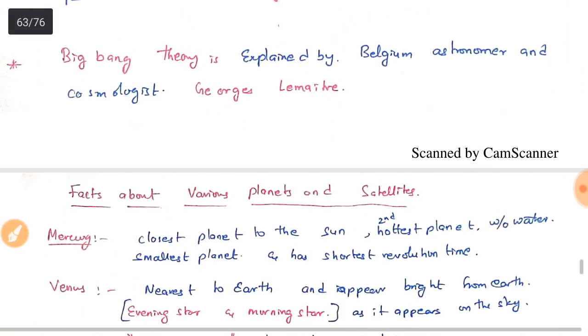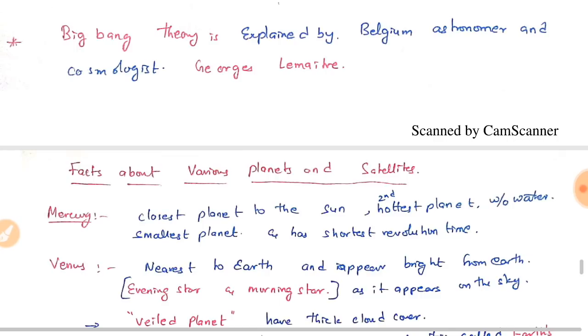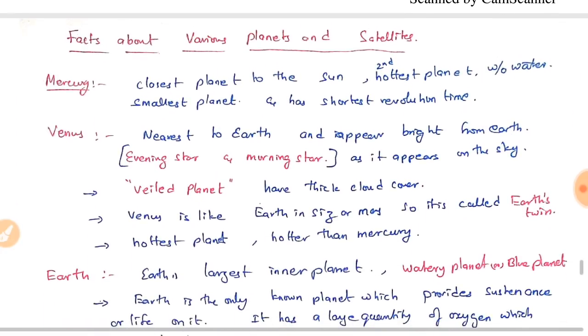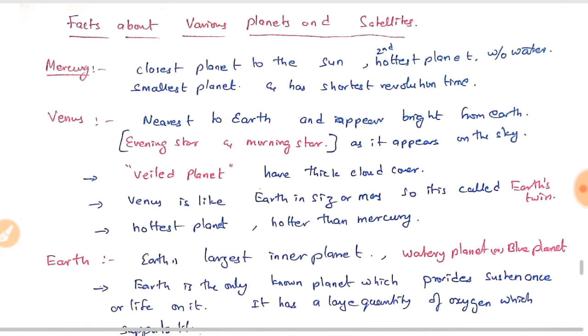Our Big Bang theory was explained by the Belgian astronomer and cosmologist Georges Lemaitre. Okay, friends. So, facts about various planets and satellites. You can go through these, friends.